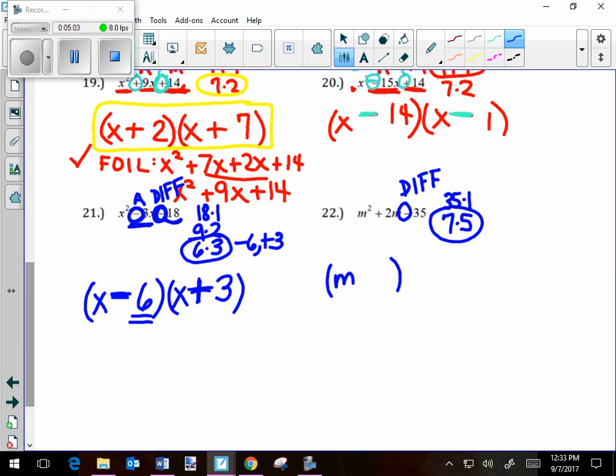I know to get the m squared, I need an m and an m. 7 and 5 multiplies to give me the 35. My signs are different, 1 plus, 1 minus. This tells me what the bigger number gets. So which one is bigger, the 5 or the 7? So the 7 has to get the same sign that you see here. Then by default, the other one gets the other sign.